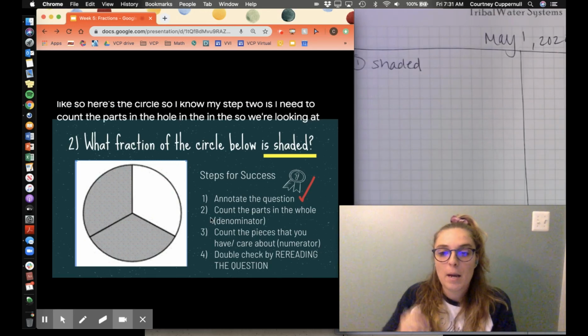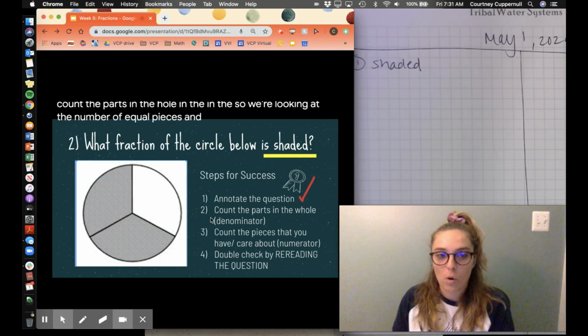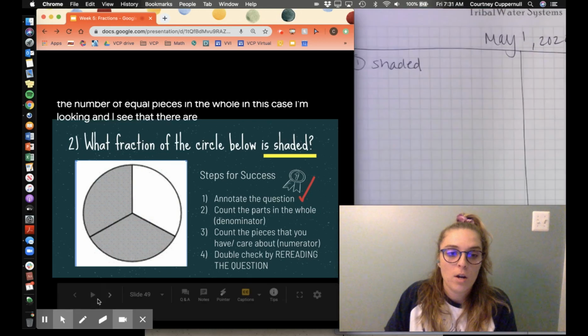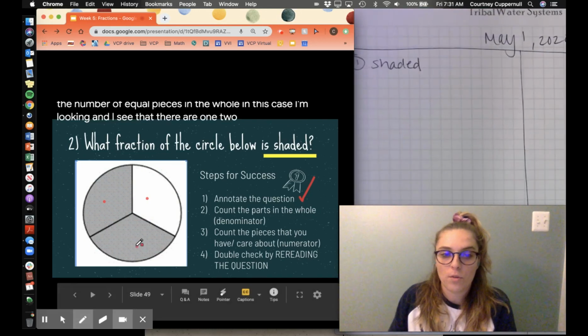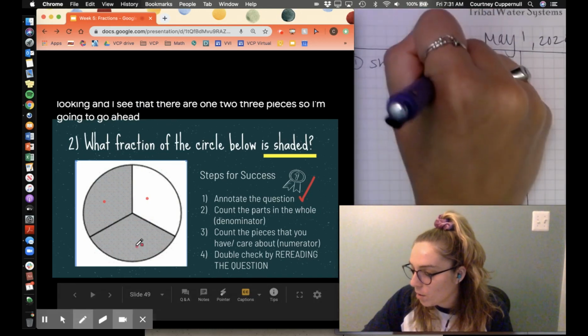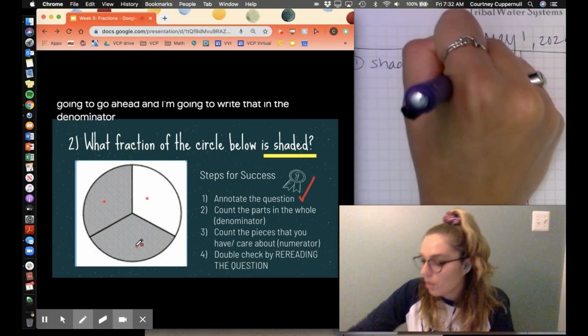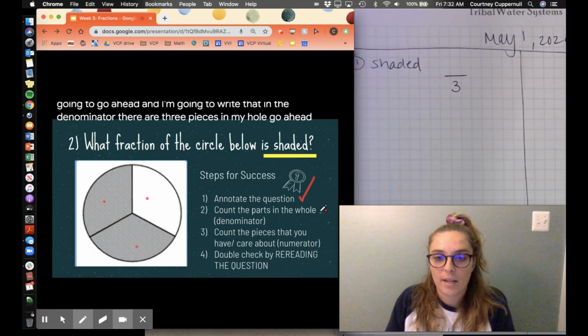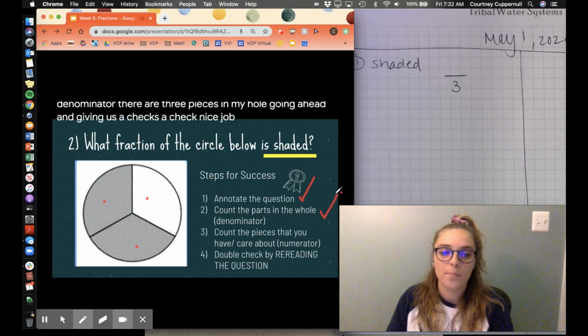So we're looking at the number of equal pieces in the whole. In this case, I'm looking and I see that there are 1, 2, 3 pieces. So I'm going to go ahead and write that in the denominator. There are 3 pieces in my whole. Going ahead and giving us a check, say check, nice job.